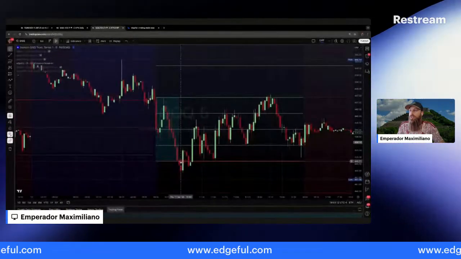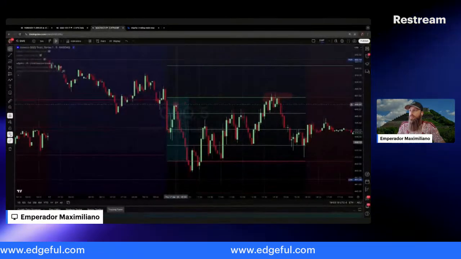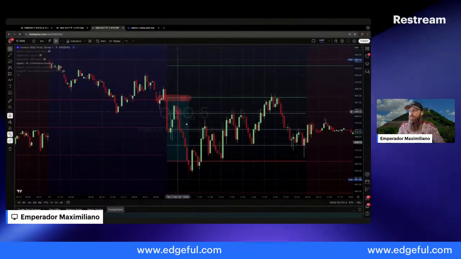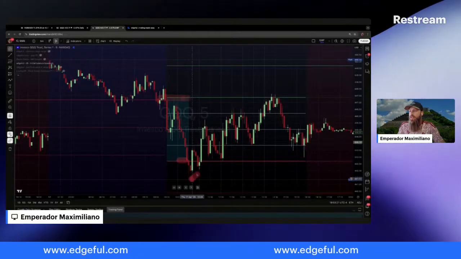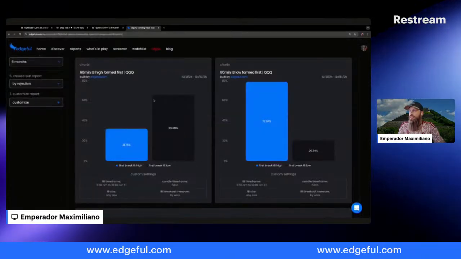Here, once again, we broke both sides. This was only a 13% chance. We got rejected really hard up here. But once again, high formed first, low formed second. First thing to break was the low right there. Here's the statistics on that.